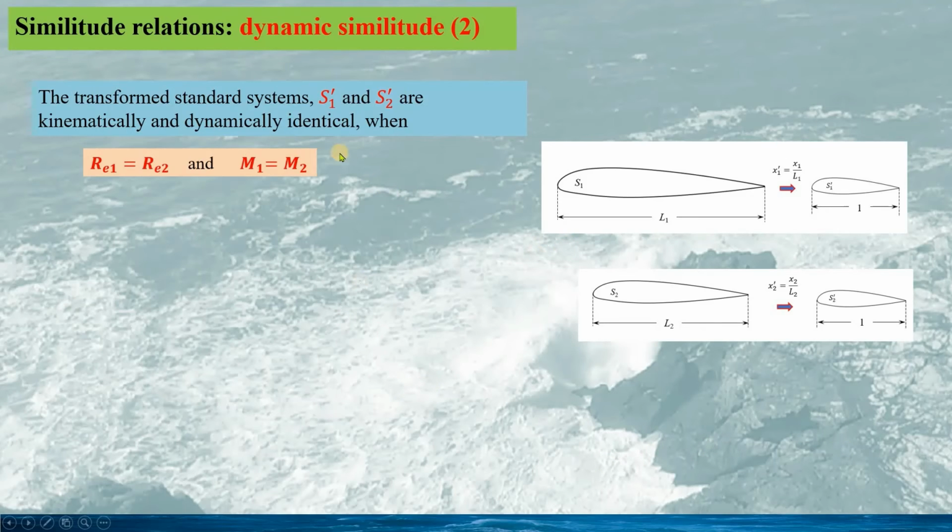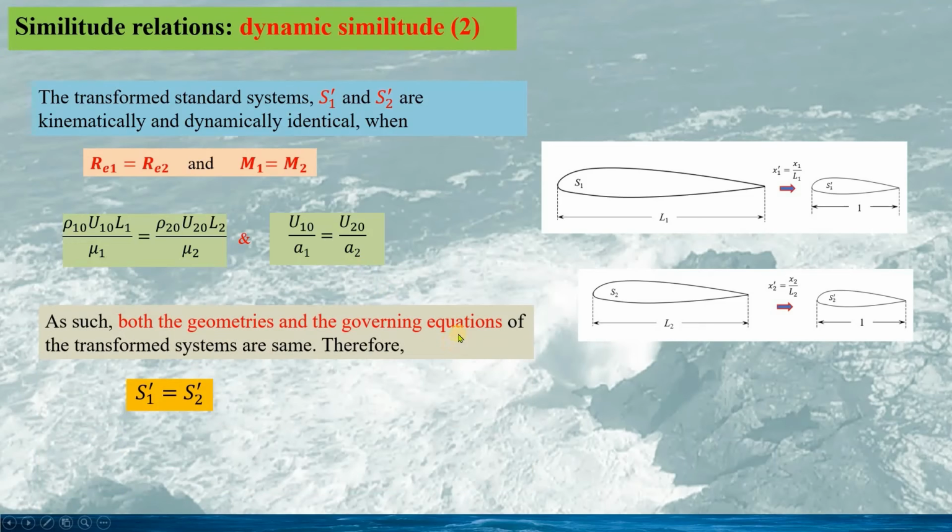For the transformed standard systems S1 prime and S2 prime, they are geometrically identical, and they could be kinematically and dynamically identical when the Reynolds number Re1 equals Re2 and the Mach number M1 equals M2. More specifically, in these equations. As such, the transformed systems S1 prime and S2 prime would be both geometrically and dynamically identical, since they have the same geometry and their governing equations are the same. Hence, we can say S1 prime equals S2 prime.